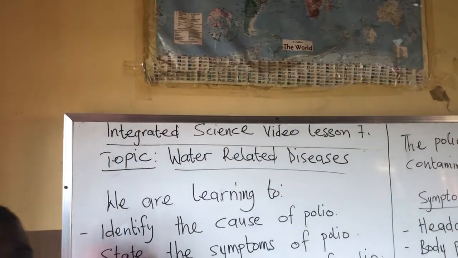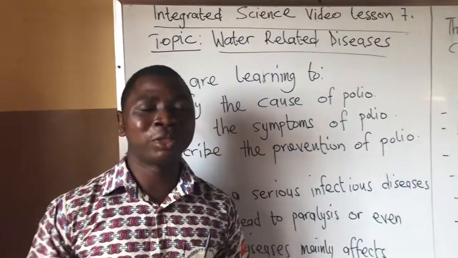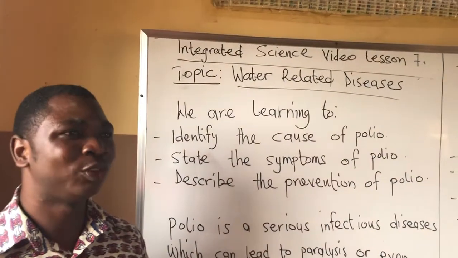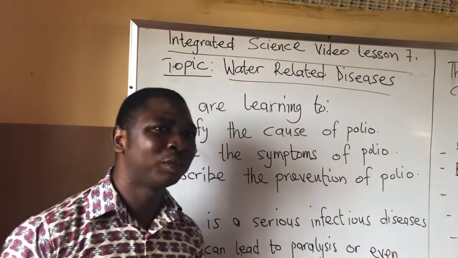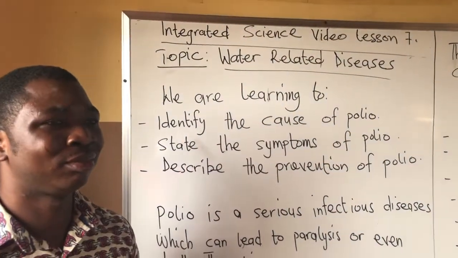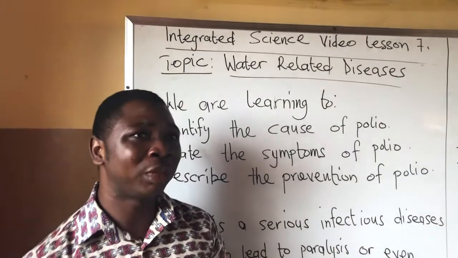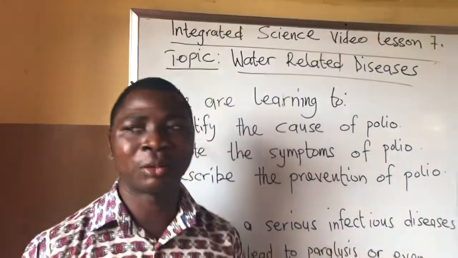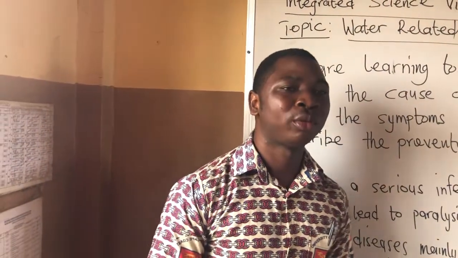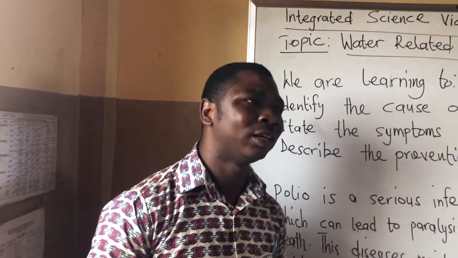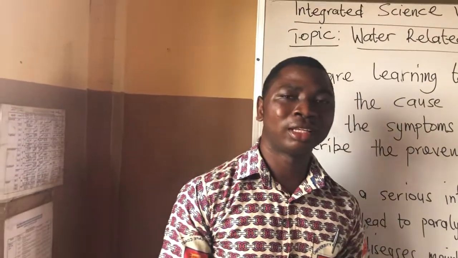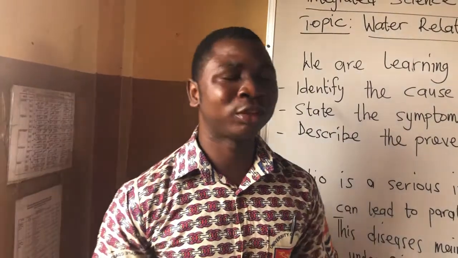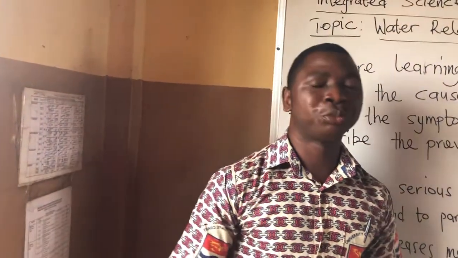We want to continue on the water-related disease. And today, we want to talk about polio. We mentioned three types of water-related disease. One is cholera. One is typhoid. And today we are talking about polio.